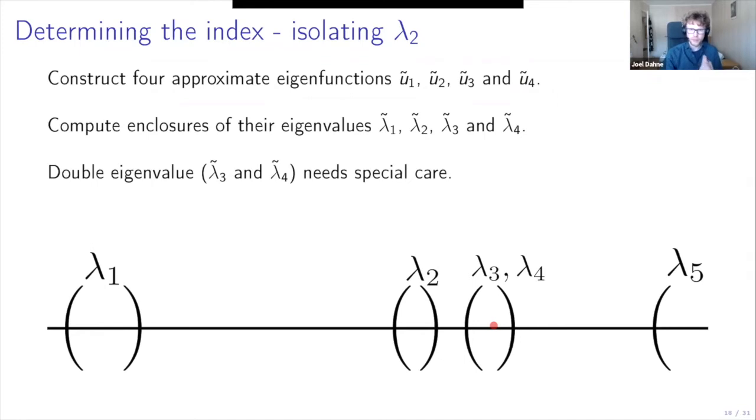But assuming that we do prove that there are 2 eigenvalues here, then we know that there's 1 here, 2 here. And there are only 4 below this line. So then we know that we have found them all, and we know that this must be the second one. So as long as we can prove that we have this eigenvalue here, and 2 eigenvalues here, then we're done. We know that the index of this eigenvalue is the second one, which is what we need.